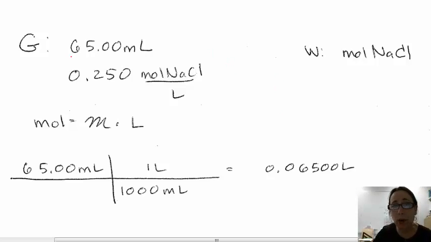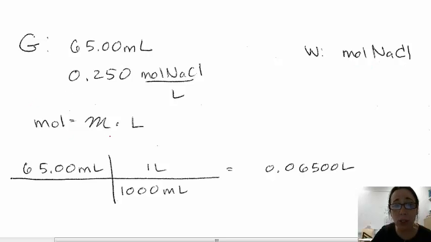Okay, so I always start out writing clearly what I'm given. I'm given 65.00 milliliters of solution. I'm given 0.250 moles per liter of sodium chloride. That's my molarity. When a solution is molar, that's its molarity. And I want moles of NaCl.